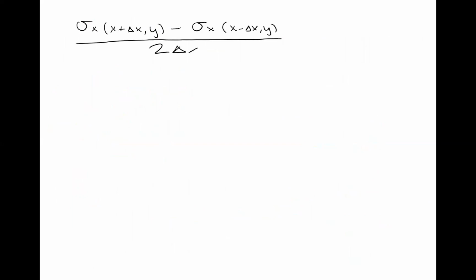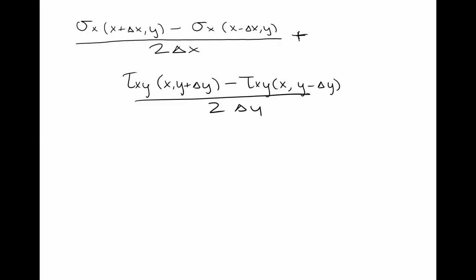So that equation should be now sigma x at x plus delta x comma y minus sigma x at x minus delta x comma y, both divided by 2 delta x, plus tau xy at x comma y plus delta y, minus tau xy at x comma y minus delta y, all divided by 2 delta y, plus fx over 8 delta x delta y delta z, and that equals 0.